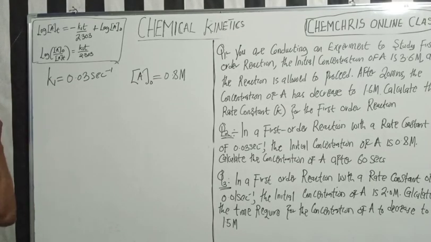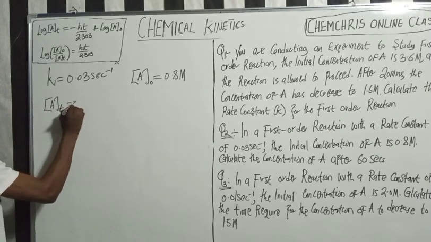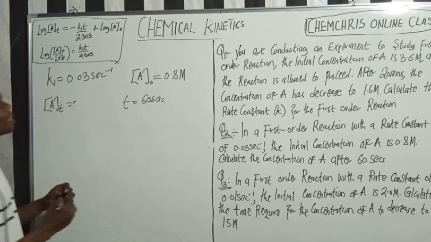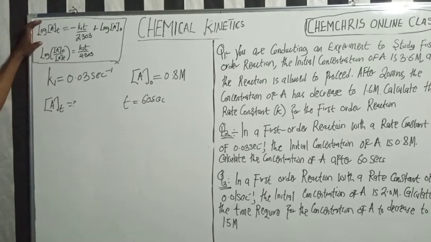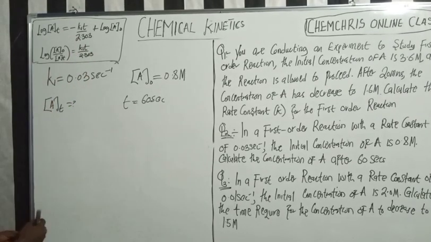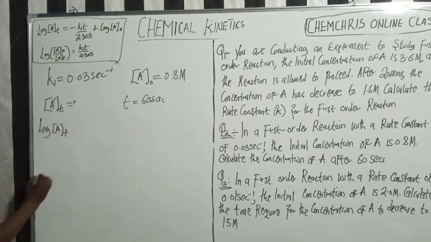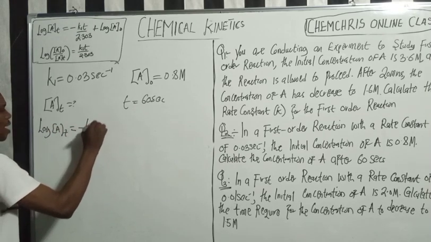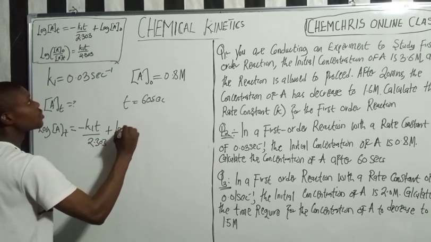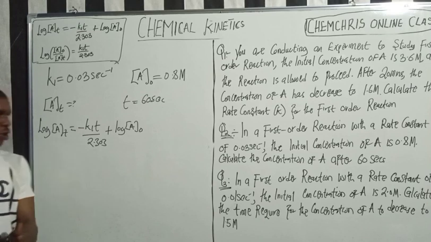So the concentration of A is my final concentration, when the time is 60 seconds. Like I said, you can use either the first formula or the second one, depending on which is easier for you. I want to use the second one: log At equals minus K1 t over 2.303 plus log A naught. Can you see that? From here, I want to input my values.